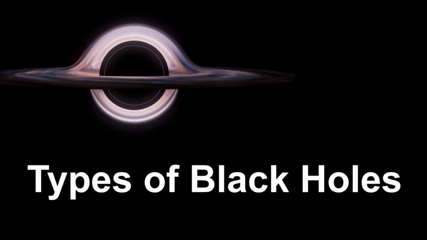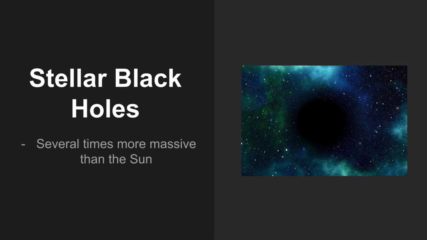Now that we have discussed some basic anatomy of a black hole, we can cover the known types of black holes. The most common type of black hole is called a stellar black hole. Stellar black holes are at least several times more massive than the Sun, sometimes ranging up to multiple tens of solar masses.